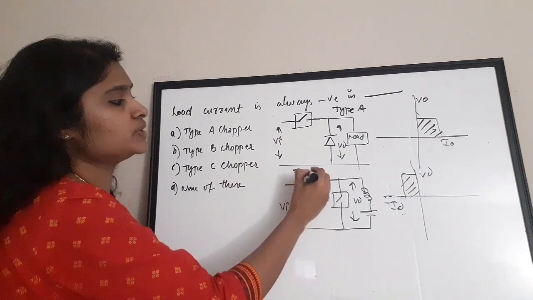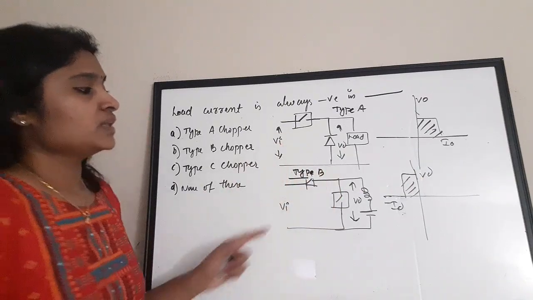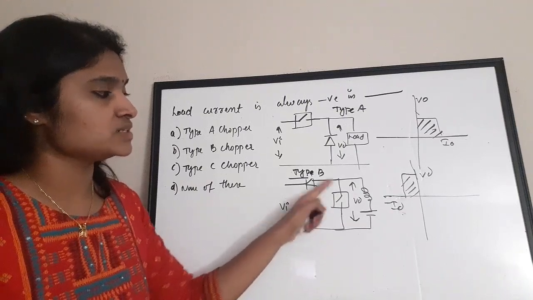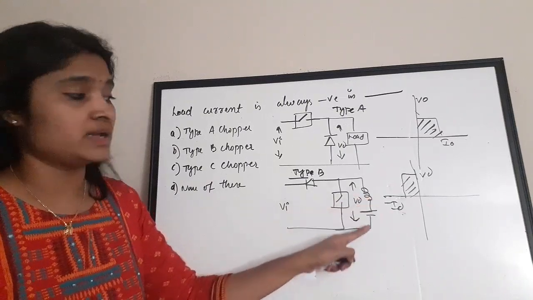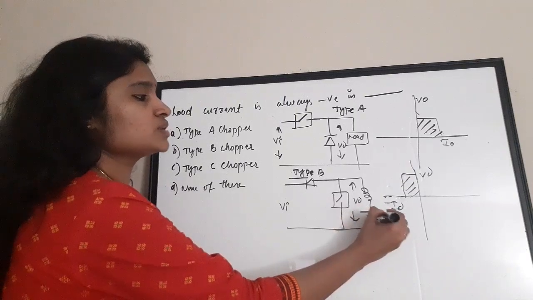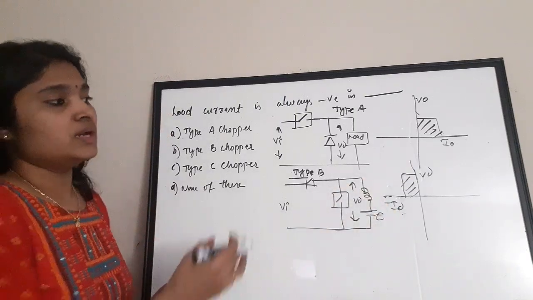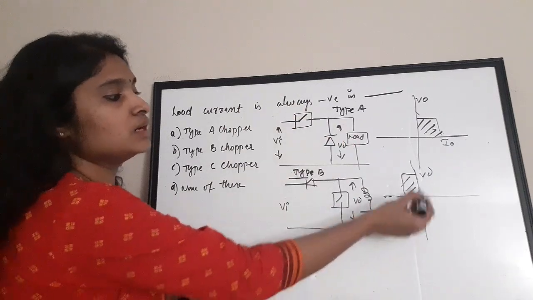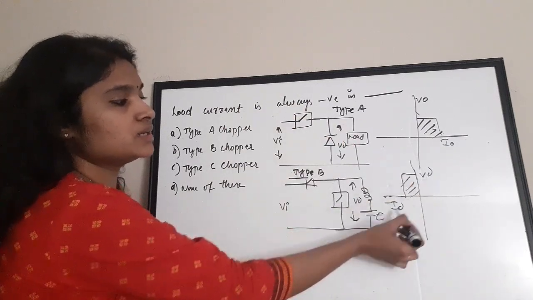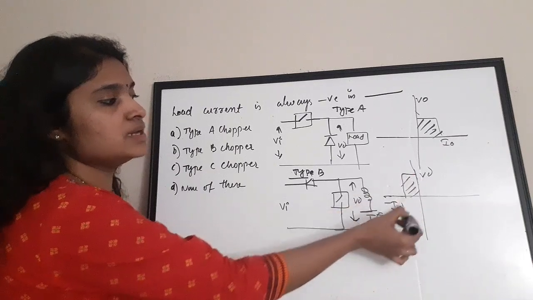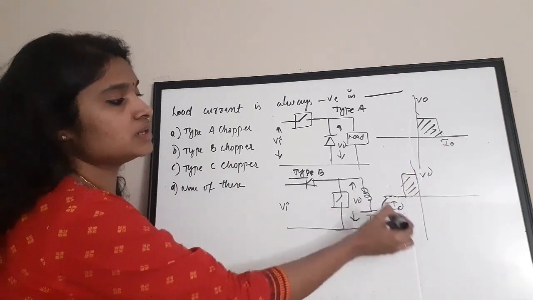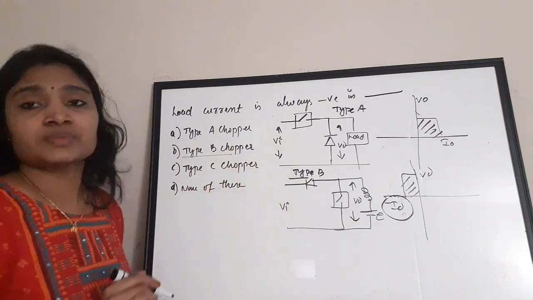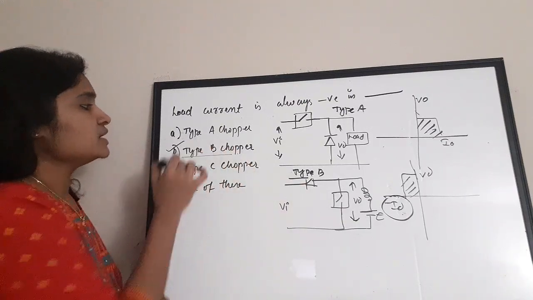This is the type B chopper. It has a diode connected in series with the input. There is a switch connected in parallel. There is an inductive load and a voltage source E also connected along with that inductive load. And if you observe the characteristics of this type B chopper, you can see that the current I0 is in the negative quadrant. So the current I0 is always negative for a type B chopper. So the correct answer for this question is type B chopper.